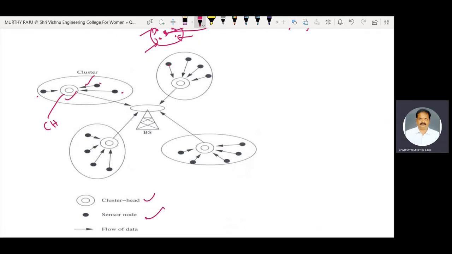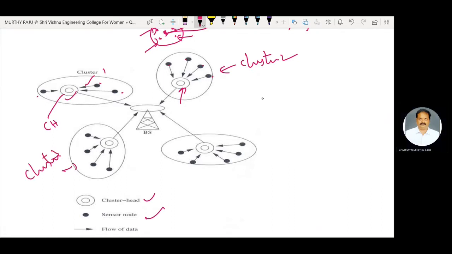Here, 4 IoT devices are there. These 4 IoT devices send data to this cluster head. Here 1, 2, 3, 4. This is cluster 1, cluster 2, cluster 3, and this one is cluster 4.